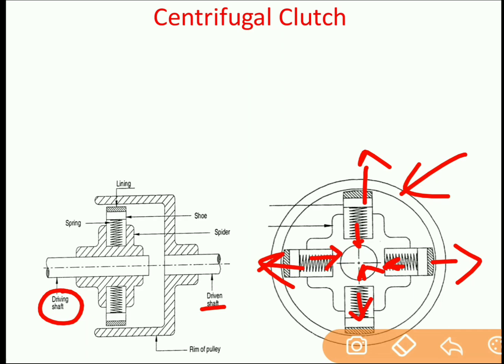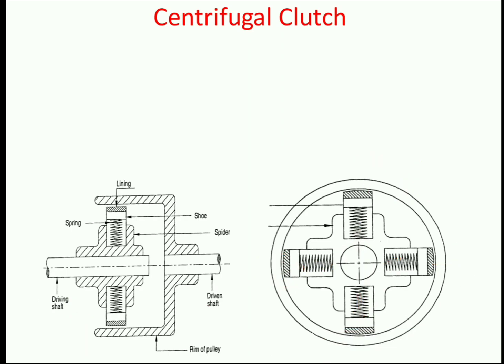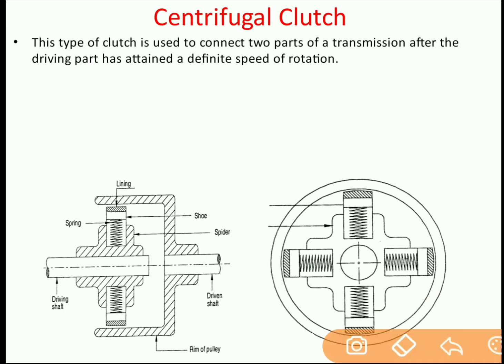So when the speed increases, centrifugal force exceeds the spring force, and because of this the disc will come in contact. And when the speed decreases, spring force will be greater than the centrifugal force, and there is a disengagement between the driving shaft and the driven shaft. This type of clutch is used to connect two parts of the transmission after the driving part has attained a definite speed of rotation. Until it attains the definite speed, the driving shaft and driven shaft won't come in contact.